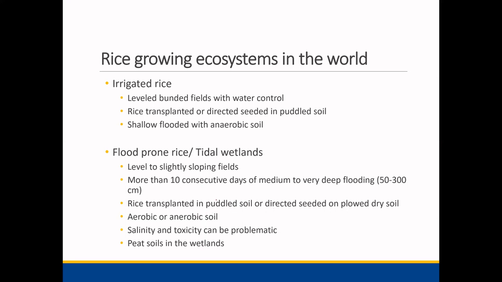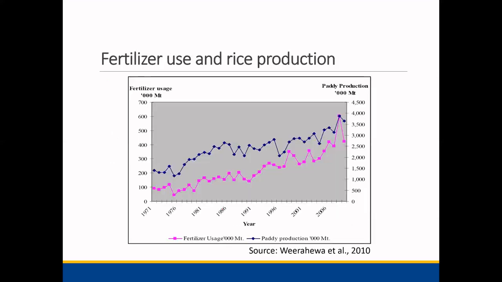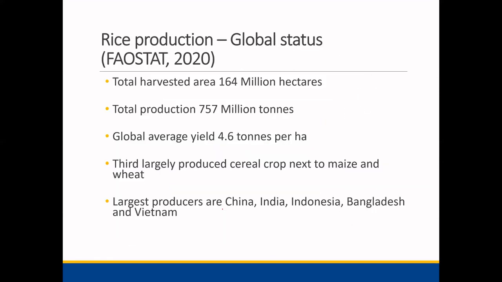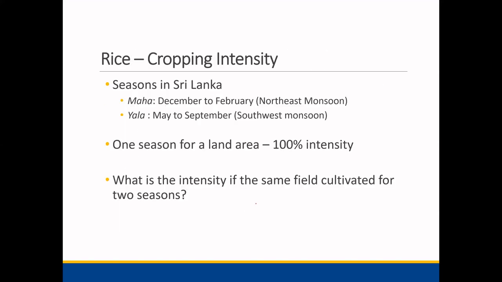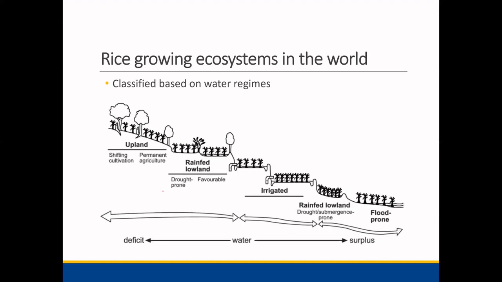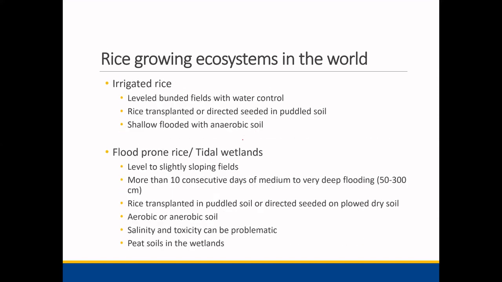So today we have covered some production statistics globally regarding rice, and also in Sri Lanka, and we also studied what the rice growing ecosystems are, and how they are classified based on the water regimes. I hope that you will be clear about this. Any questions?